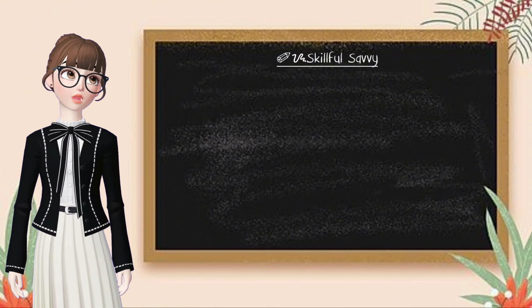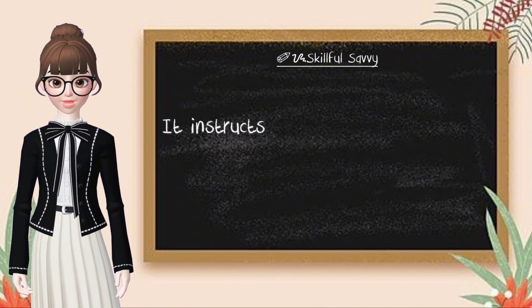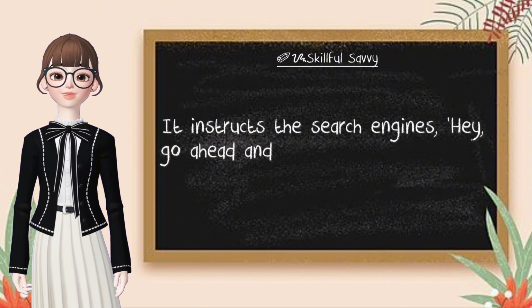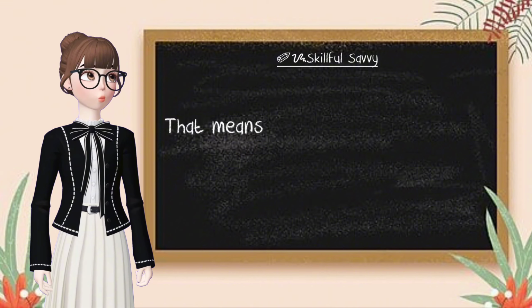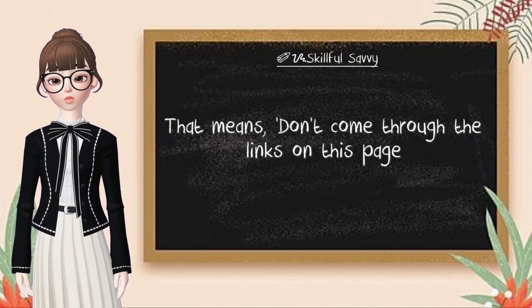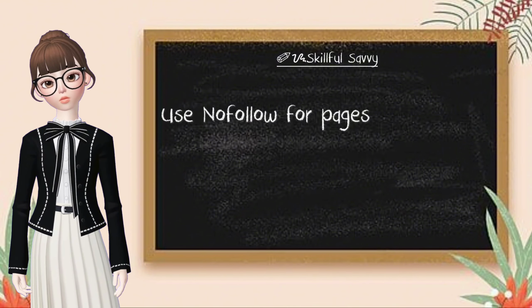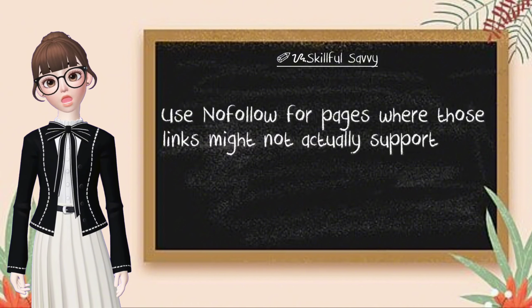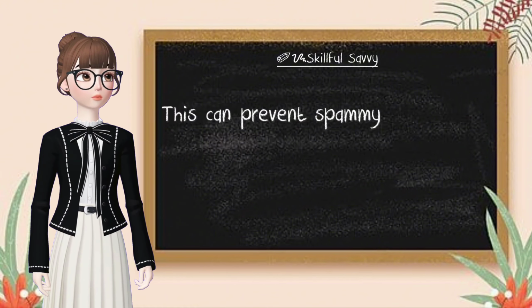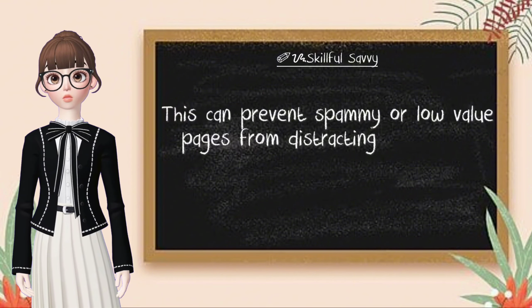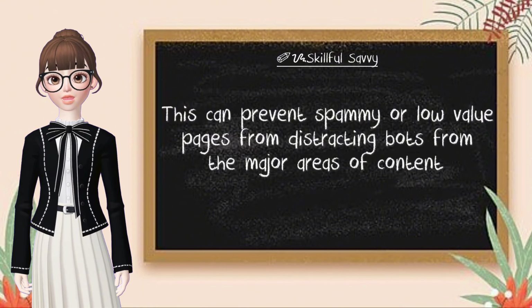Follow/no-follow. Follow instructs the search engines, hey, go ahead and crawl links on this page. No-follow means, don't go through the links on this page. Use no-follow for pages where those links might not actually support SEO or human experience. This can prevent spammy or low-value pages from distracting bots from the major areas of content.